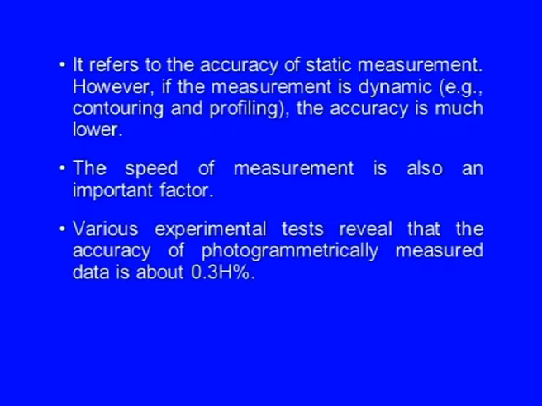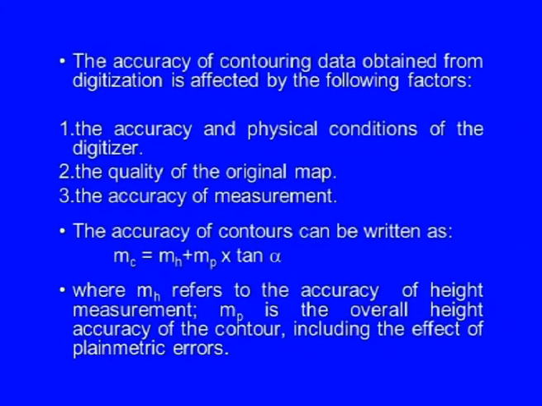However, if the measurement is dynamic, that is contouring and profiling, the accuracy is much lower. The speed of measurement is also an important factor. Various experimental tests reveal that the accuracy of photogrammetrically measured data is of the order of 0.3 % of H. The accuracy of the contouring data obtained from digitization is affected by the following factors. First, the accuracy and the physical conditions of the digitizer. The second is the quality of the original map, and third is the accuracy of measurement.